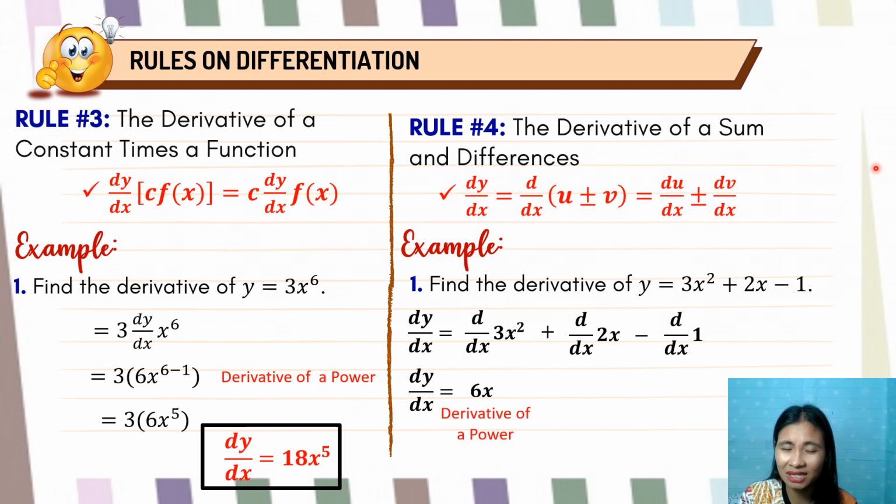3x squared is 6x. That is derivative of a power. Diba? We have 2 times 3, that is 6, and then x squared, 2 minus 1, that's 1. Derivative of a power and at the same time, derivative of a constant times a function. So, it's a combination. Next, plus, the derivative of 2x is 2. Remember, the exponent is 1. So, 2 times 1, that is 2. Then, 1 minus 1 is 0. And x exponent 0 is 1. Remember, any term raised to the power of 0 is 1.